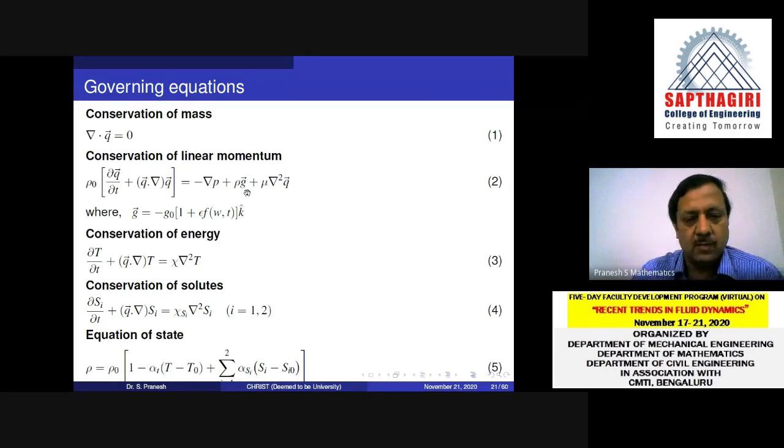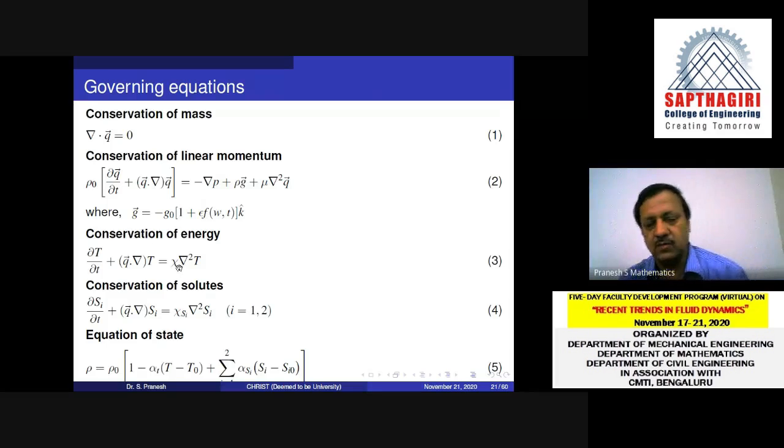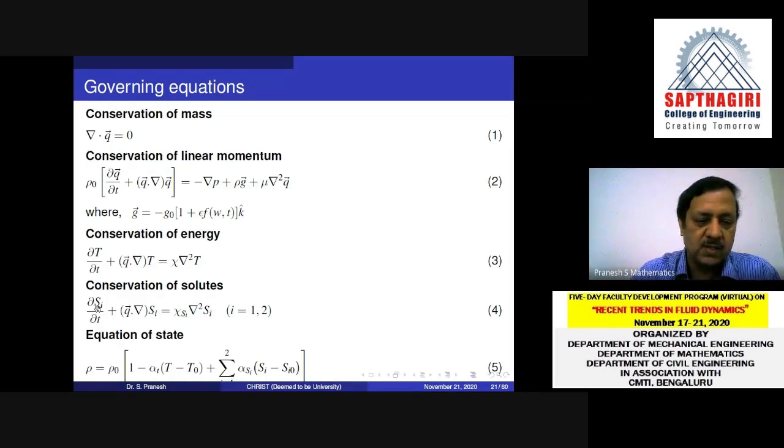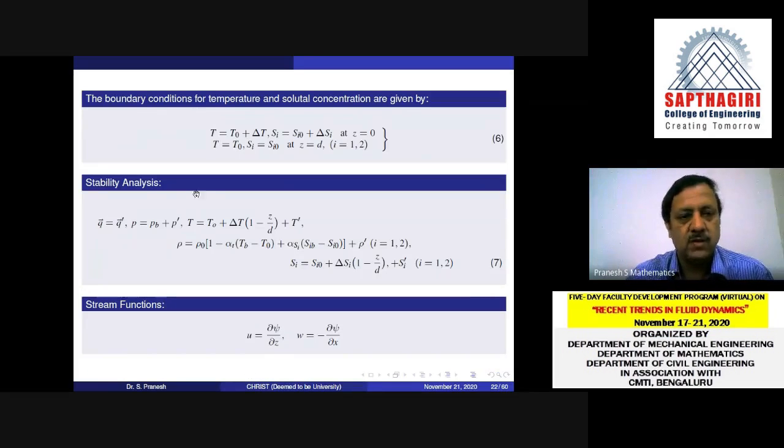What is that? The Boussinesq approximation states that the density remains constant throughout this linear momentum equation, except in the term where it is multiplied with gravity. So this rho G we call the buoyancy force, and this is a viscous force. And G is considered as I explained earlier. Here T is the temperature, P is the diffusivity of temperature, and S1 and S2 are the solutes, and the solute diffusivity. alpha T, alpha S1 are the coefficients of thermal expansion and solute expansion. And so we follow this.